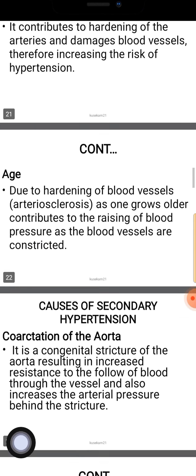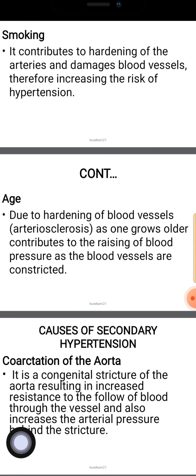Then smoking. Smoking has toxic substances, which are nicotine and tar. Those toxic substances can harden the arteries or damage the blood vessels. When they are hardened or damaged, what will happen? It means there will be an increase in blood pressure because of these toxic substances, which are nicotine and tar.